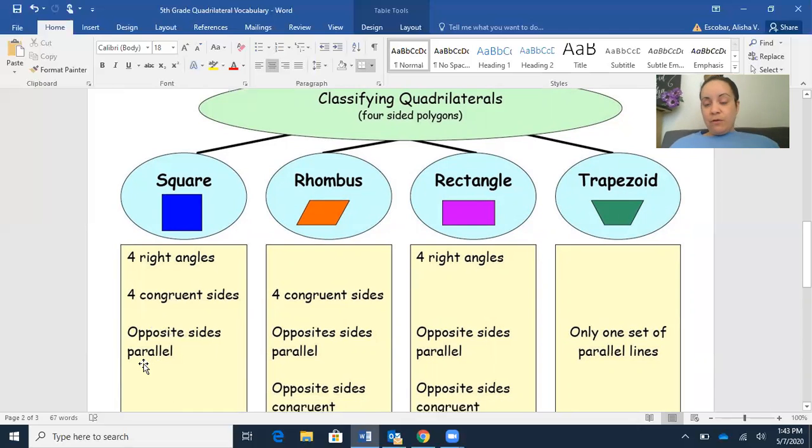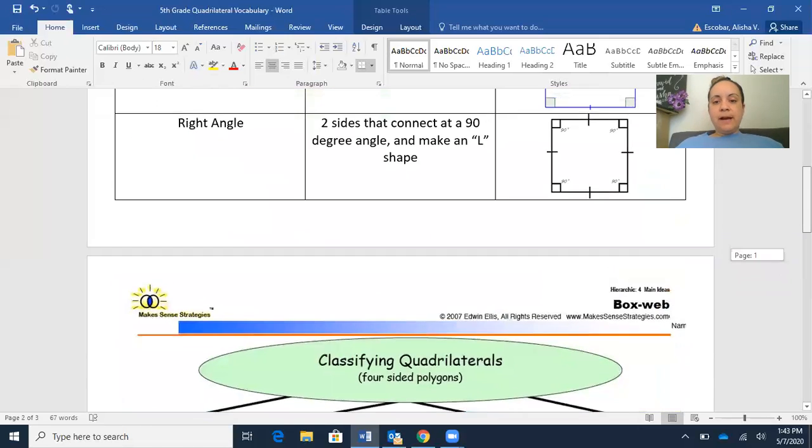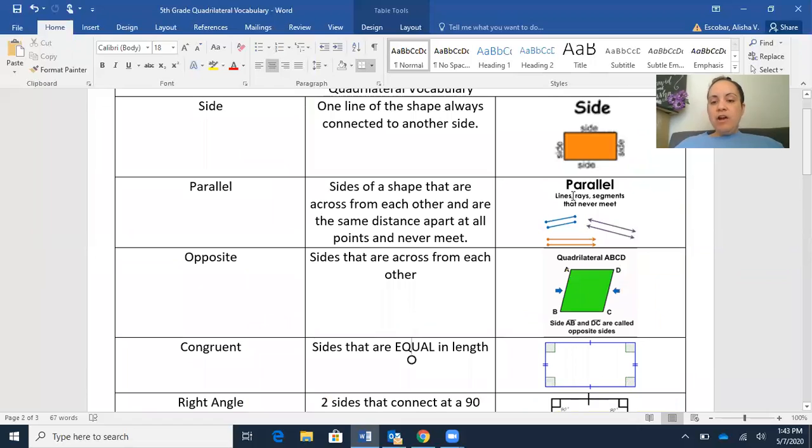4 congruent sides. Also, a square has opposite sides that are parallel. That has 3 vocabulary words. Opposite, the ones across from each other. Sides are parallel. Remember what parallel means? Well, if we forget, let's roll back up here. Parallel means that the sides of the shape are across from each other. They are the same distance apart at all points. So they look like this, parallel sides, okay?